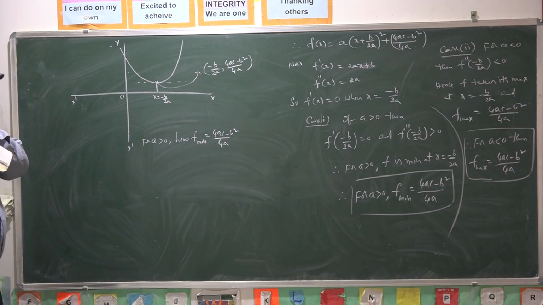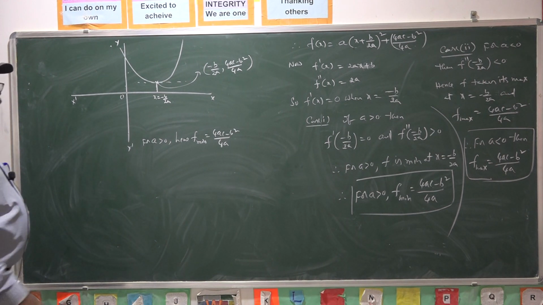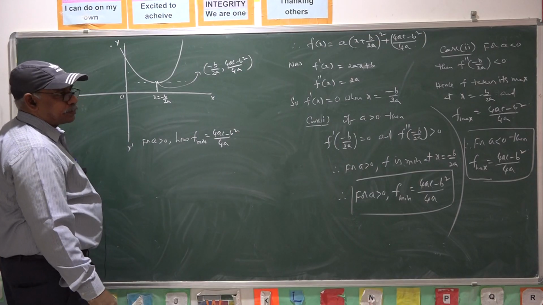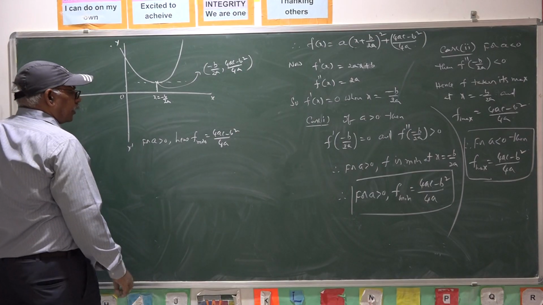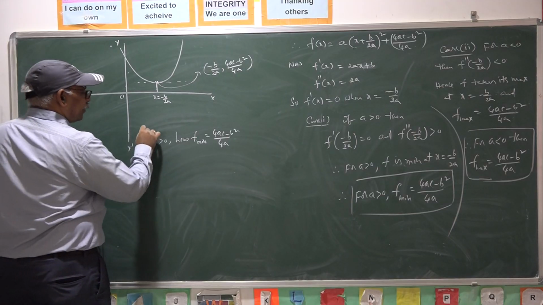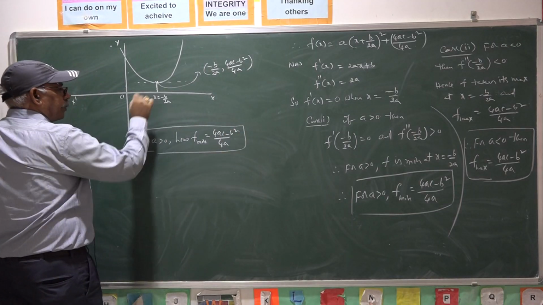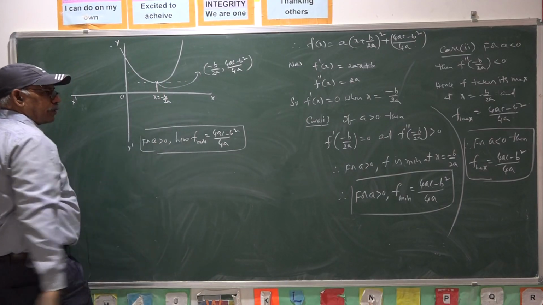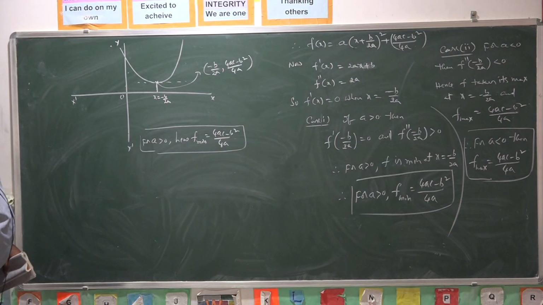Hence, it takes its turning point at minus b by 2a and 4ac minus b square by 4a. So that is the turning point of the graph. This is the case of minimum. The remaining functional values are more than this functional value. Hence, that is the minimum value.